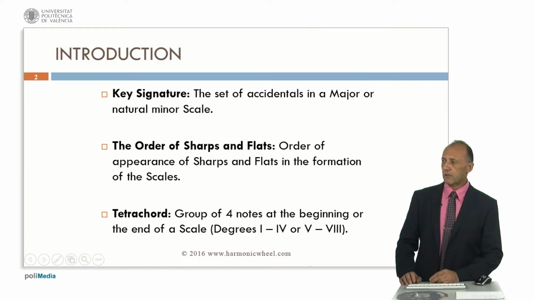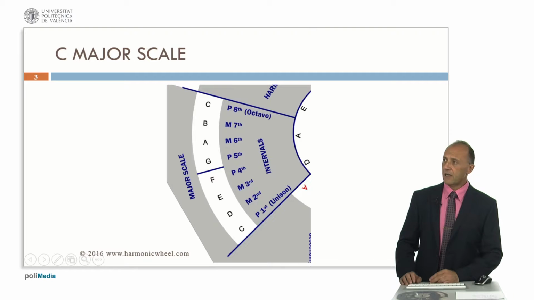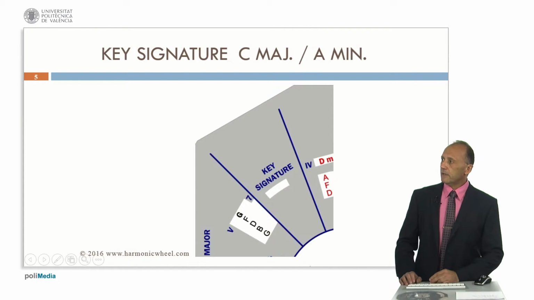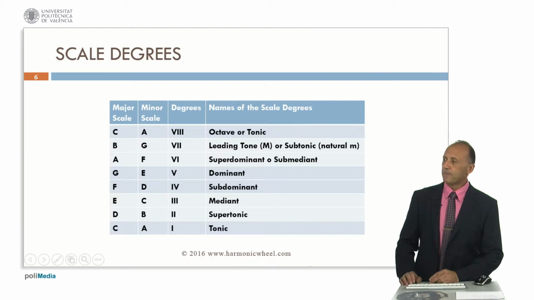A tetrachord is a group of 4 notes at the beginning or the end of a scale, that is, degrees 1 to 4 or 5 to 8. We will start with C major scale as well as its relative minor, A minor scale. The relative minor is always a minor third below the major key. These two keys have no accidental in their key signature.